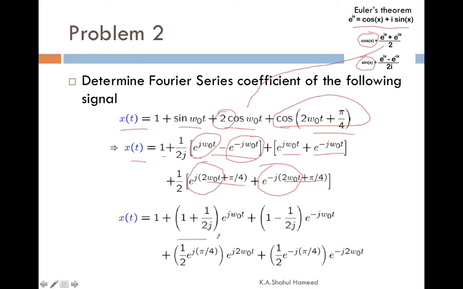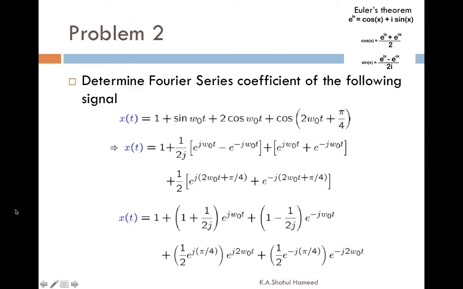1 plus 1 by 2j e power j omega naught t plus 1 minus 1 by 2j e power minus j omega naught t plus 1 by 2 e power j pi by 4 e power j 2 omega naught t plus 1 by 2 e power minus j pi by 4 e power minus j 2 omega naught t. Now this expression is used to find out the Fourier series coefficient.